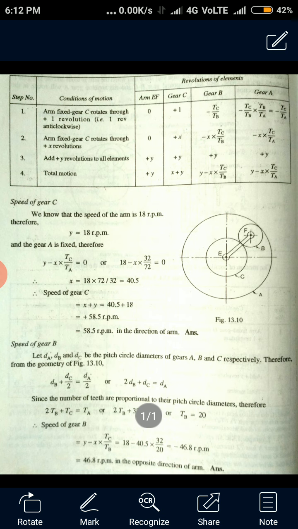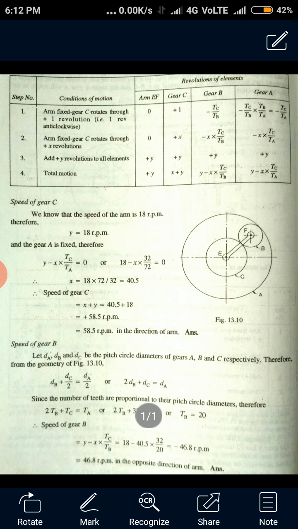Since the direction is not given, you should take it as anti-clockwise, that is positive. And from the table, the speed of the arm is plus y. So y equals 18 rpm. Now next, condition 2, the gear A is fixed. So from the table, the speed of the gear is Na equal to y minus x into Tc by Ta. So you substitute y minus x into Tc by Ta equal to 0.